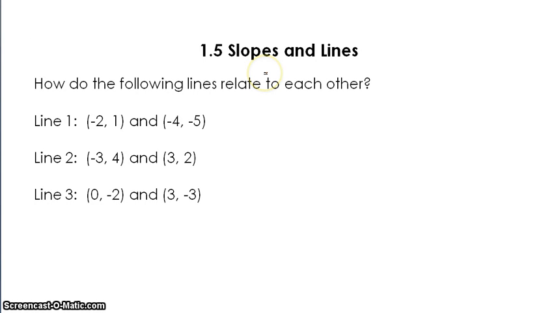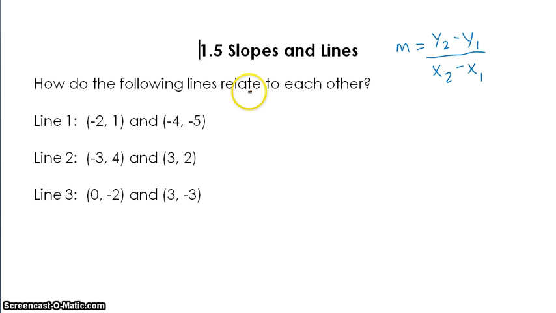The two concepts we're going to cover today are slopes and lines. In order to decide how lines relate to each other, we need to look at their slopes. To find the slope of a line that goes through 2 points, we need to use the slope formula. The slope formula is y2 minus y1 divided by x2 minus x1. It's the difference in my y's divided by the difference in my x's.